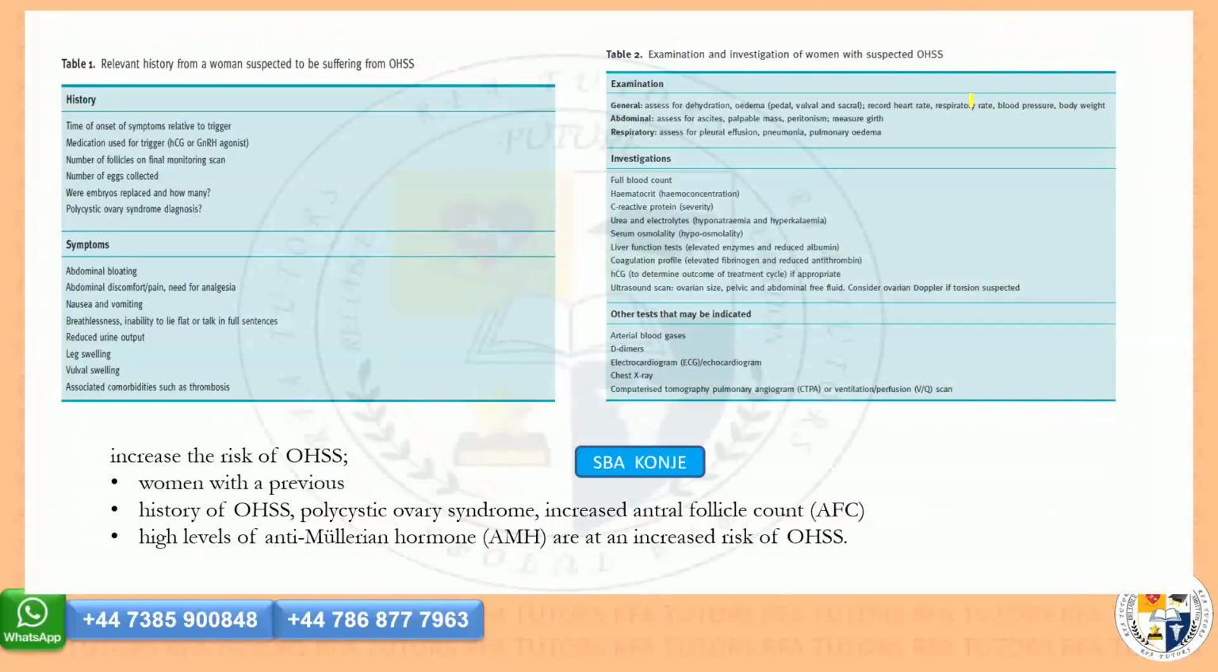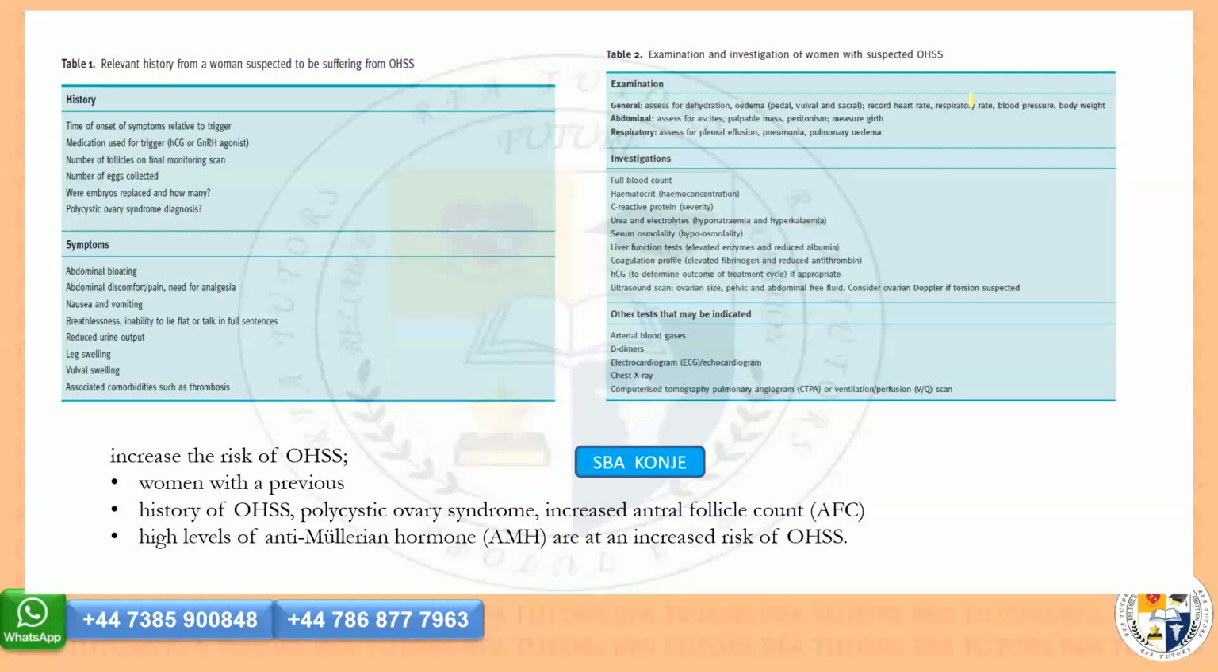There's a single best answer in Sir Kunja's book which says which patient would have reduced risk of ovarian hyperstimulation syndrome. And when I read that, I said, reduced risk? Oh my God, I've read the complete guideline. I thought I read the whole guideline, I don't know where I missed it. I go back to the guideline and I see that I have written that increased risk is with previous history of OHSS, polycystic ovarian syndrome, and increased AFC.